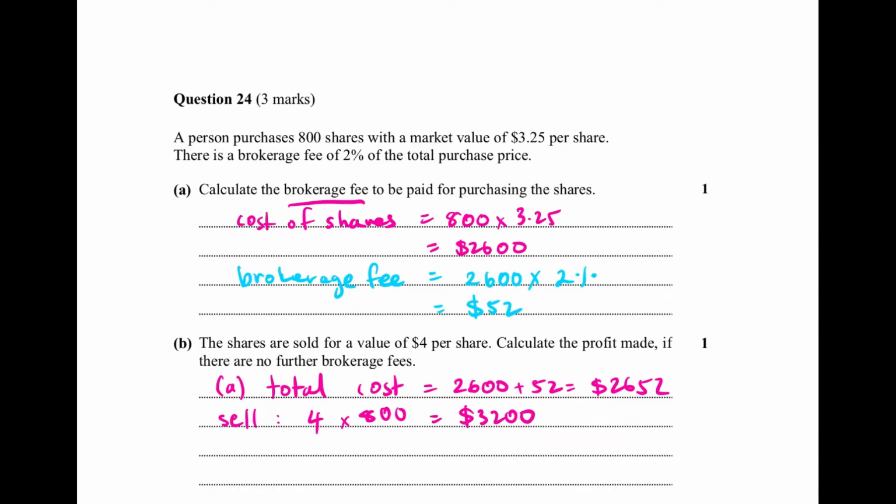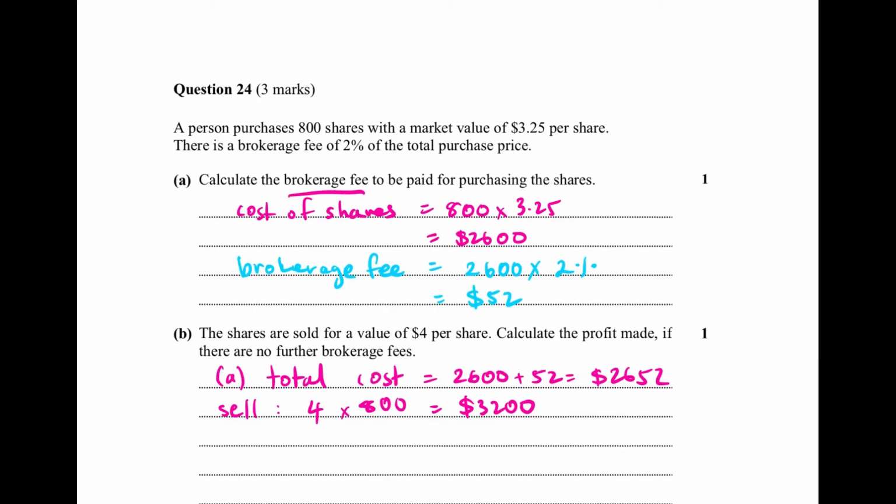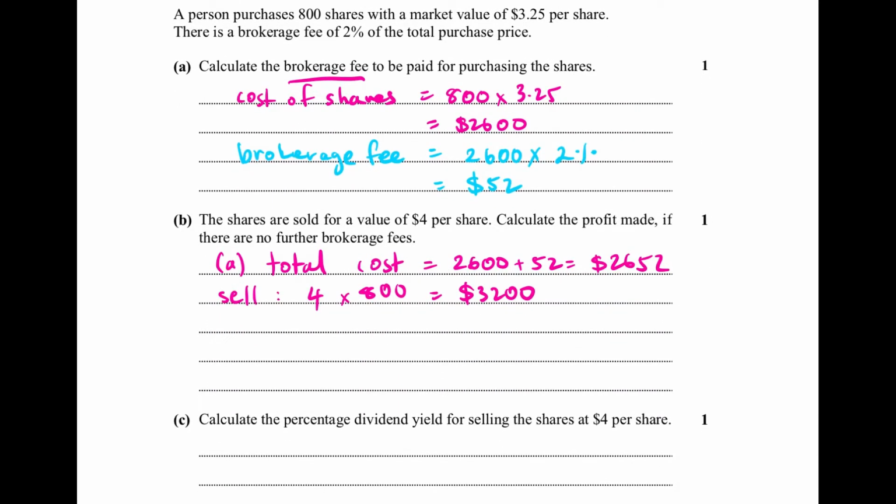Selling for $3,200 does not include any brokerage fee, so my profit is simply going to be your selling price minus your cost price, which is 3,200 minus 2,652, which is $548.